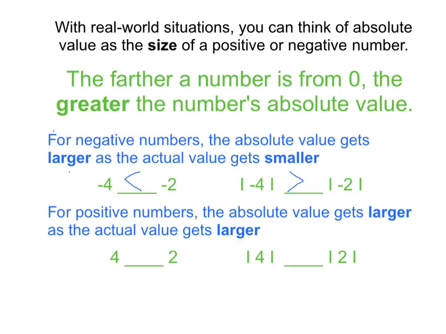If we compare 4 to 2, 4 is farther right on the number line, so it is larger than 2. If we look at their absolute values, now that we have bars around 4 and bars around 2, this means their absolute value. We're looking at the distance 4 is from 0 and the distance 2 is from 0 and comparing their distances. Well, 4 is farther away from 0 than 2 is on the number line, so its absolute value is greater than the absolute value of 2.